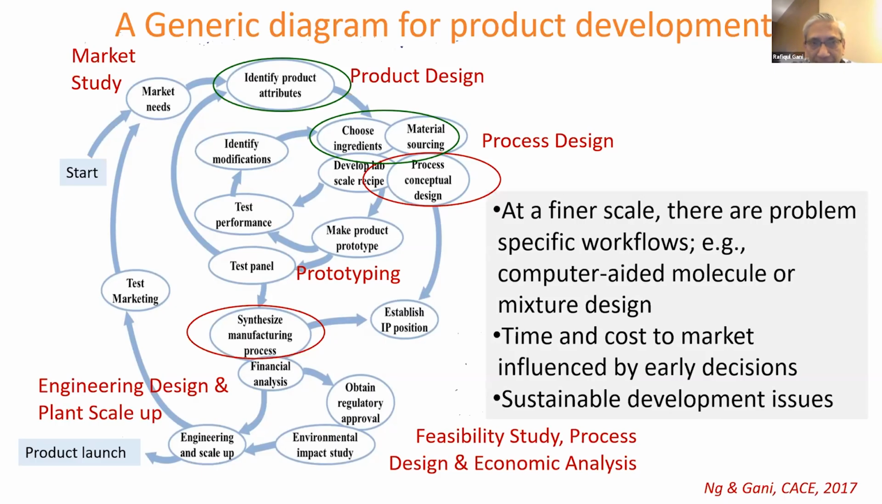Also, one should note that for each of those stages shown in the figure, there are different algorithms within it, and they are at different scales also. For example, the product design could be computer-aided molecular design or mixture design, or even based on simulation and or experiment and many things. Depending on how these stages are performed, time and cost to market would influence the early decisions, and we have to look at the sustainable development issues.